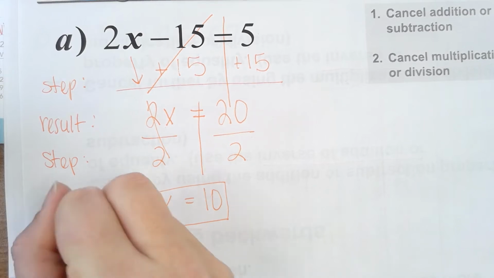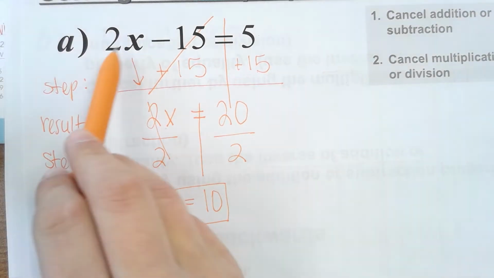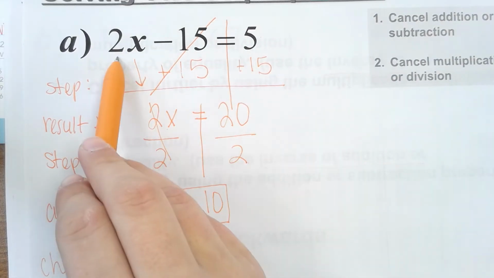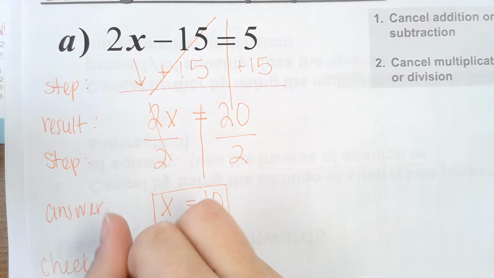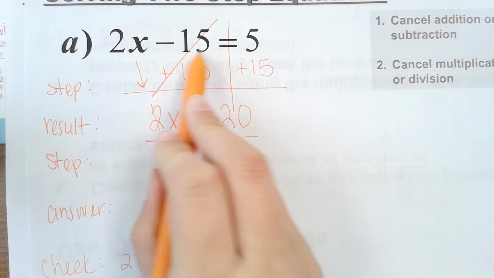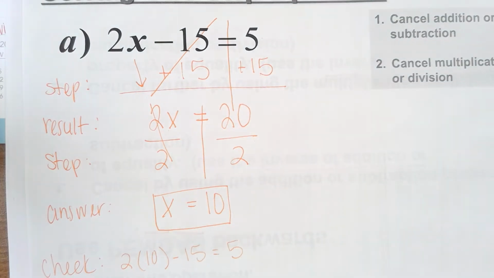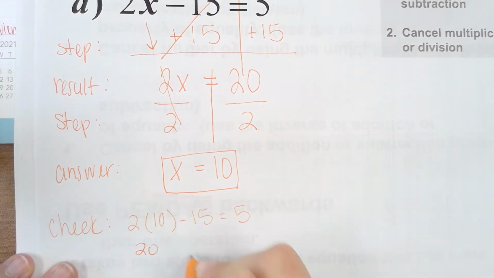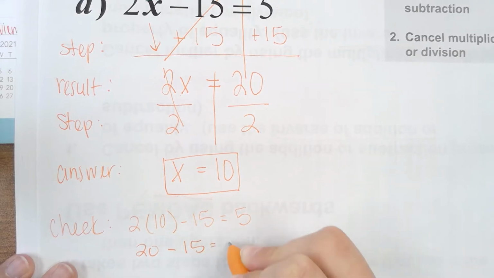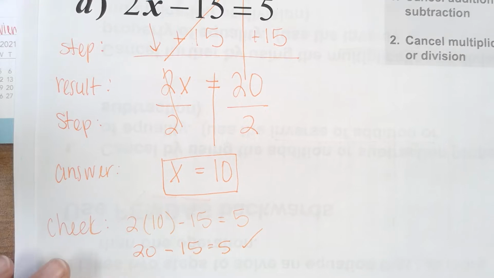So once again, all that we need to do is plug our answer back into the variable and then rewrite our problem. So if we said x was 10, this is 2 times 10 minus 15 should be 5. And let's check to see if that does work out. So 2 times 10 is 20. And then does 20 minus 15 equal 5? It sure does, so I know I did it correctly.